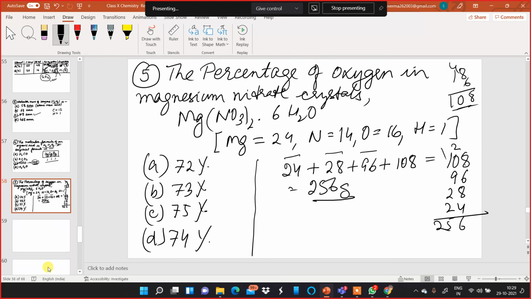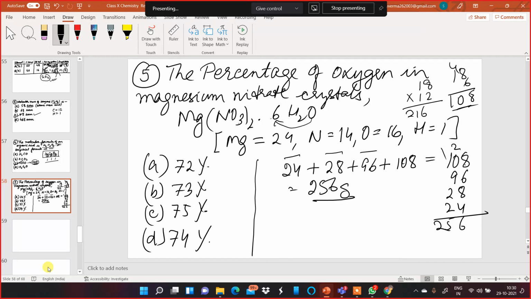Now, what is the mass of oxygen in this compound? Over here, 3 times 2 is 6 atoms, and 6 atoms here, so 12 atoms of oxygen. So 18 into 12? Do it in rough. 216. So that is the mass, 216.